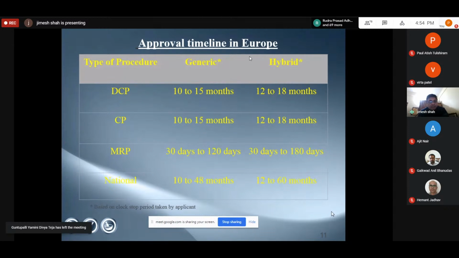If we file the DCP application, a generic application takes 10 to 15 months and hybrid takes 12 to 18 months. For the CP part, 10 to 15 and hybrid 12 to 18. MRP is very short because one country has already approved it, so 30 days to 120, and maybe 30 to 180. And national, I think there is no fixed timeline, but approximately I have put 10 to 48 months and 12 to 60 months. So these are the approval timelines for Europe, based on the clock stop that we have generally taken.